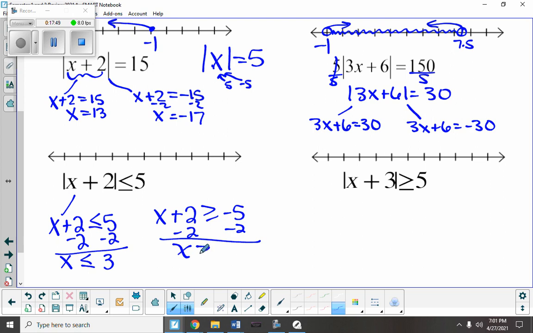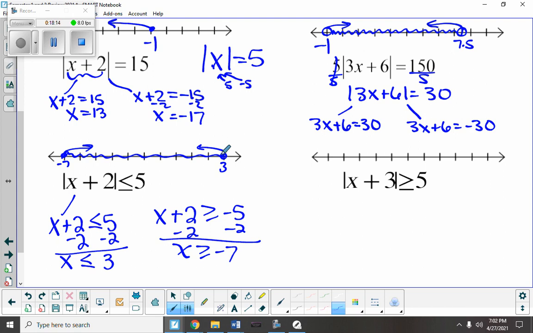So then x is greater than or equal to negative 7. So in this problem, x is less than 3. So if this is 3, it's going to be less than or equal to. And actually this one is negative 7, and x is greater than that. So it's everything in between there.